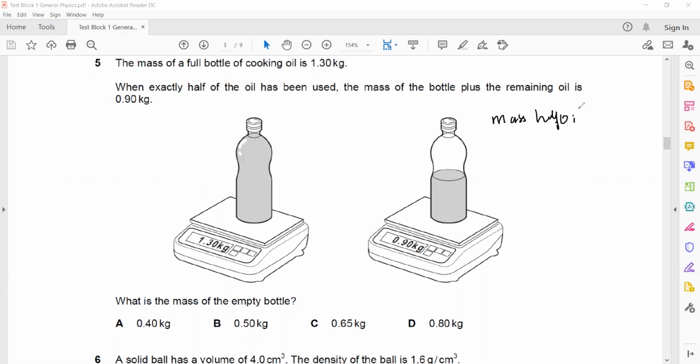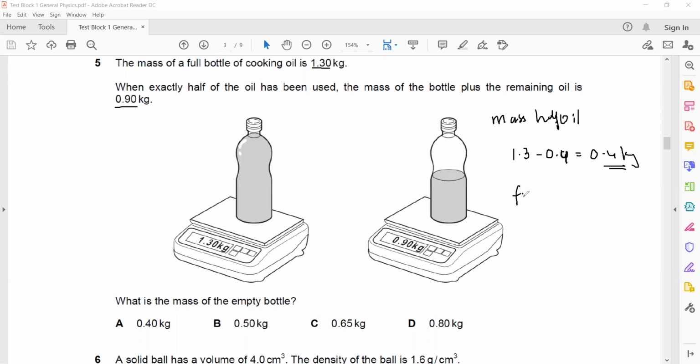So what is the mass of half of the oil? 1.3 is the mass of the bottle plus oil, and 0.9 is the mass after we remove half of the oil, so it will be 1.3 minus 0.9, which is equal to 0.4. So 0.4 kilogram is the mass of half of the oil.